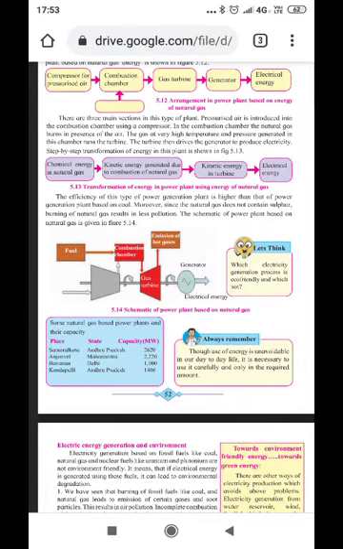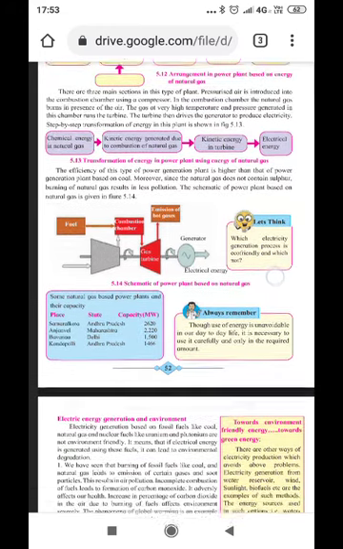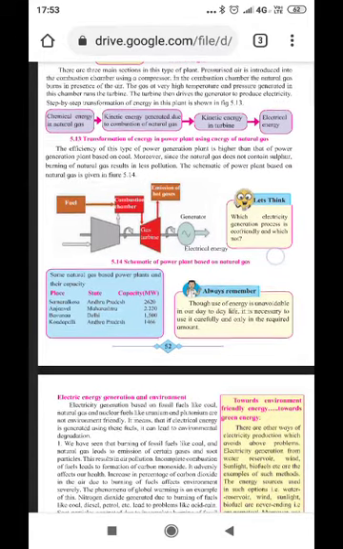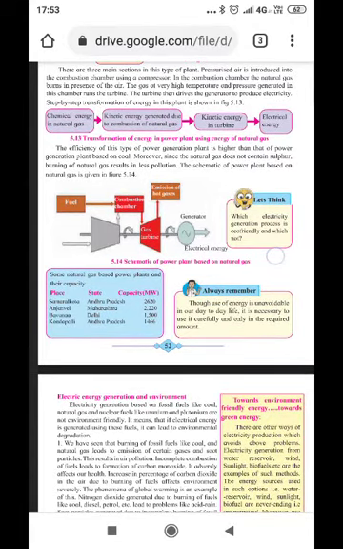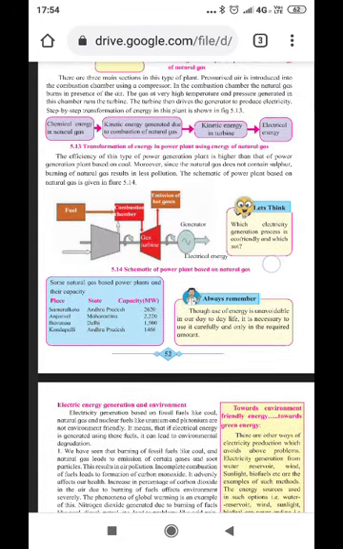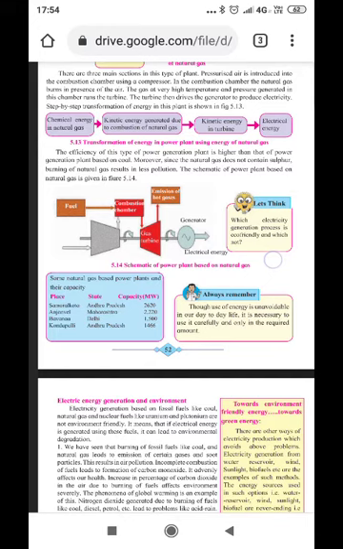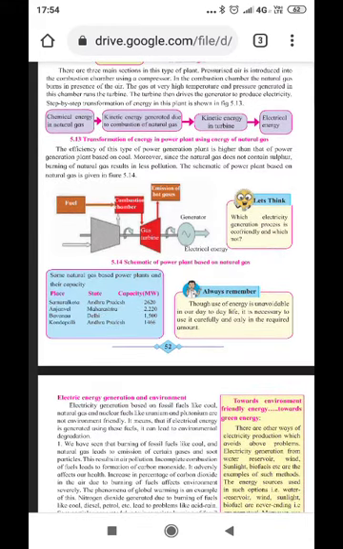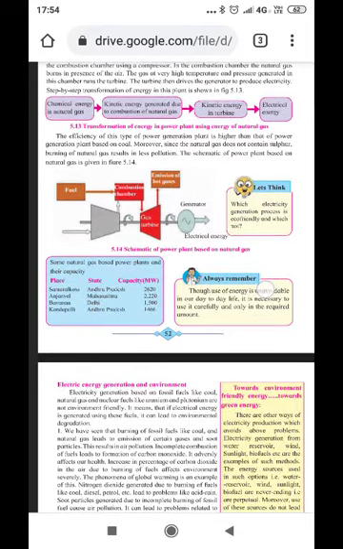Compressor for pressurized air, combustion chamber. Inside the combustion chamber, we have to insert natural gas. Then the gas turbine rotates, the generator, and electricity is generated. There are three main sections in this type of plant. Pressurized air is introduced into the combustion chamber using a compressor. In the combustion chamber, the natural gas burns in the presence of air. The gas at very high temperature and pressure generated in this chamber runs the turbine. The turbine then drives the generator to produce electricity.